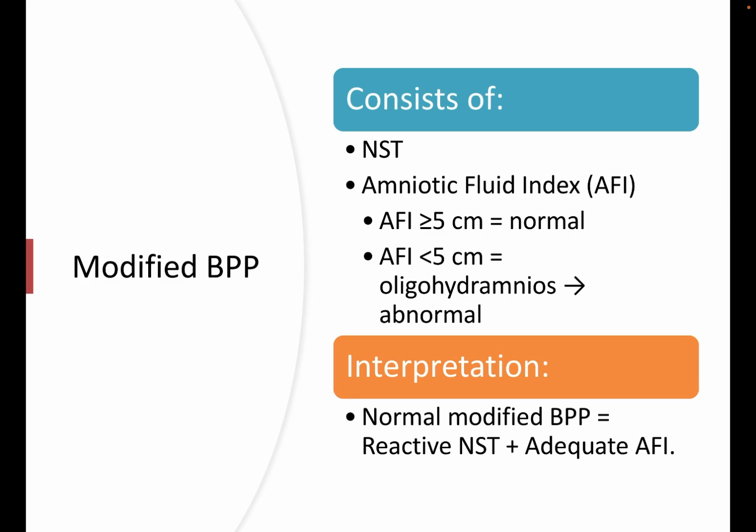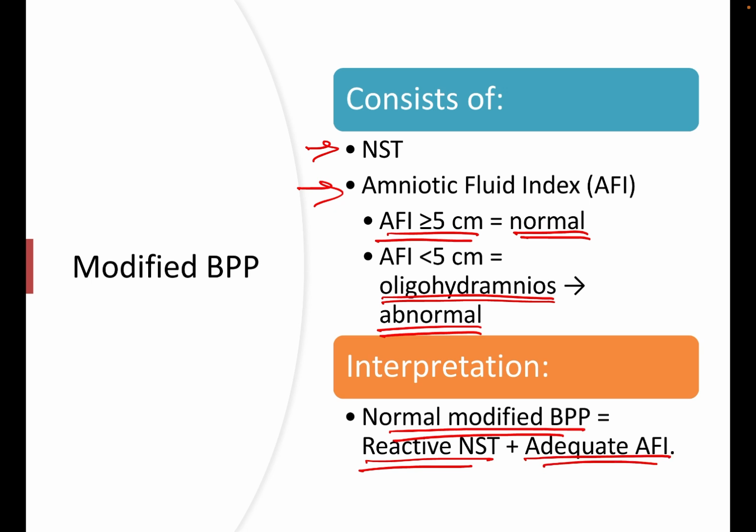Modified BPP consists of NST and amniotic fluid index. In case of amniotic fluid index, if it is greater than 5 centimeter, it is considered as normal. Less than 5 centimeter is considered as oligohydramnios and it is abnormal. Interpretation: the normal modified BPP is reactive NST plus adequate AFI.